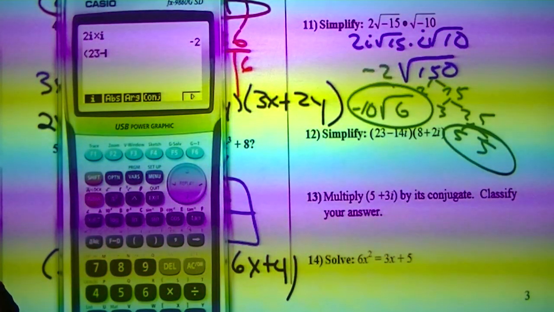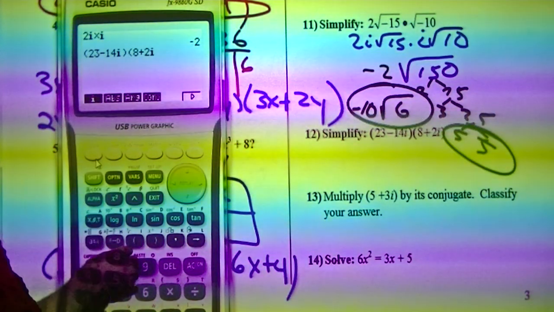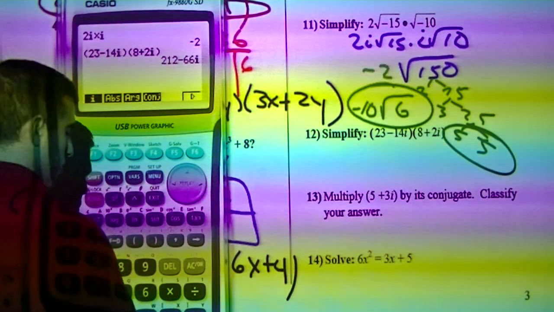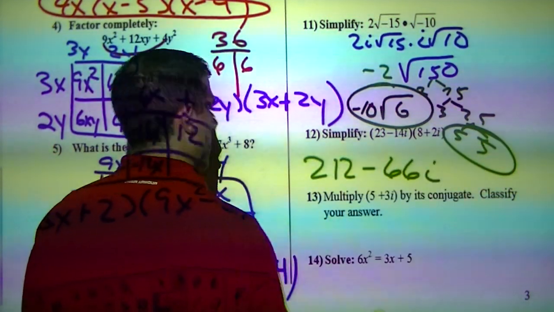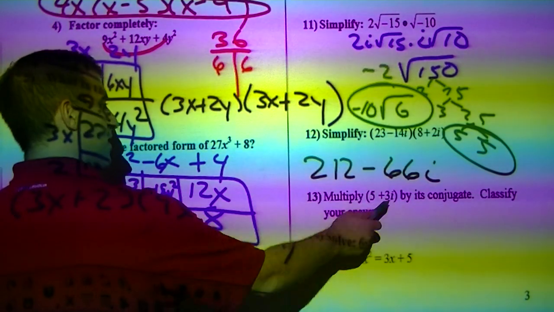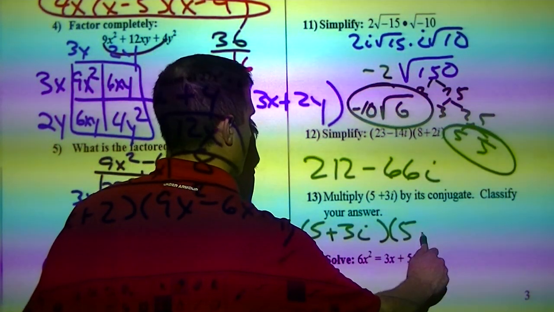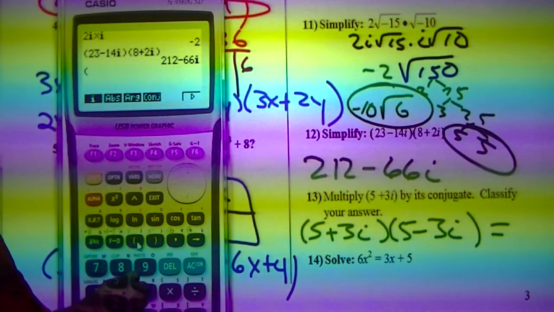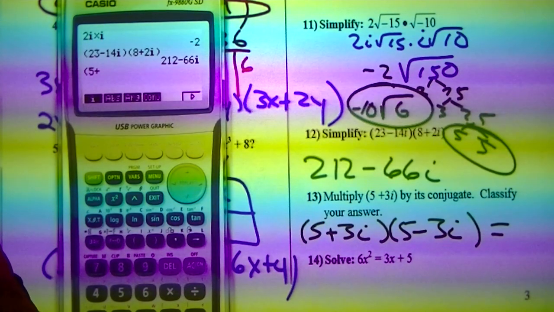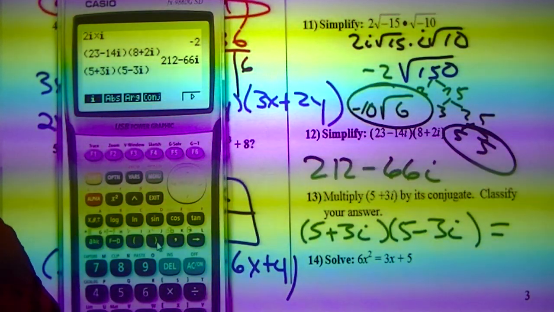I've got 23 minus 14i times 8 plus 2i. 212 minus 66i. Okay? What is the conjugate? Multiply by its conjugate. Well, if I got this, the conjugate is just this with the minus sign. Okay? And all I got to do is multiply that. 5 plus 3i, 5 minus 3i. That gives me 34.